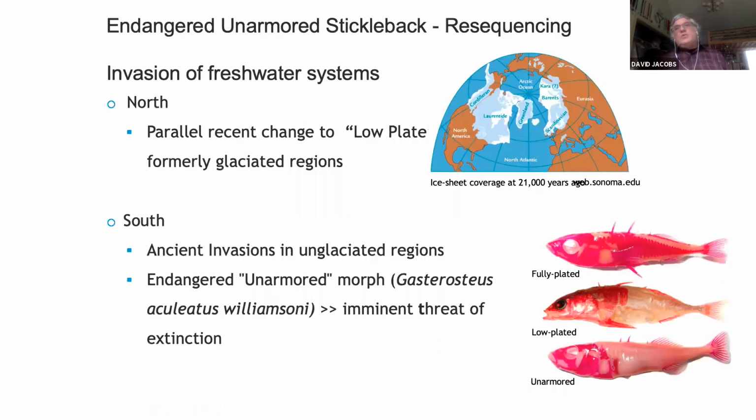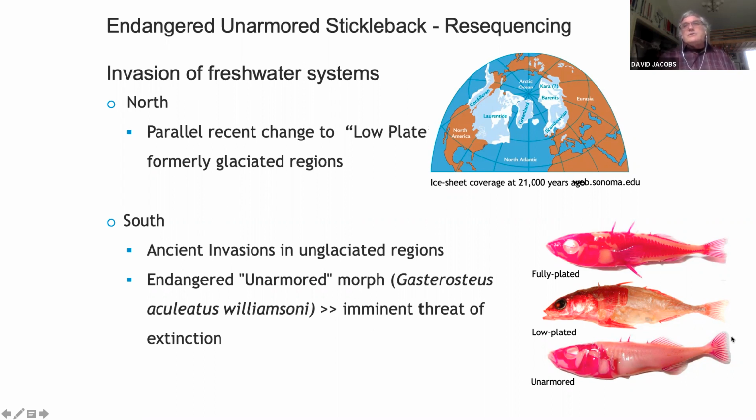And so what we're doing now is actually looking at some of those stickleback in more detail because we're already working on a resequencing project for what are the unarmored sticklebacks. These are distinct from the low plate stickleback. So in the northern climes, once the ice age retreated, stickleback got into fresh water where they evolved loss of this armor associated with marine forms and became low plate. But in Southern California, there's a number of populations that actually have no plates. They're completely unarmored.